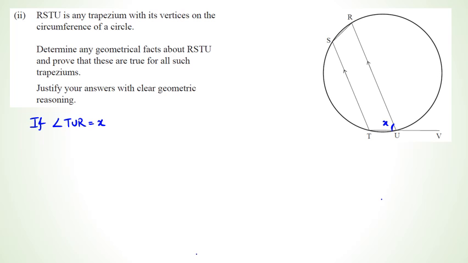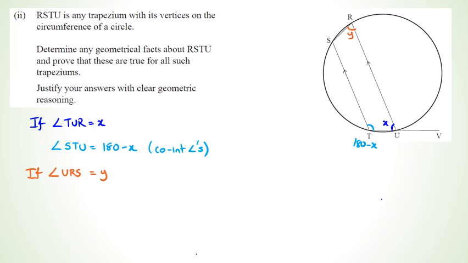then I can say that angle STU equals 180 minus x. And that's because they are co-interior angles in parallel lines. On the other end, this light blue angle is 180 minus x. On the other end, I'm going to put URS, which is this angle here, as y. So angle URS equals y.